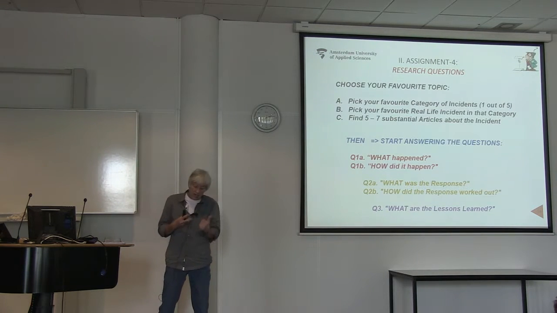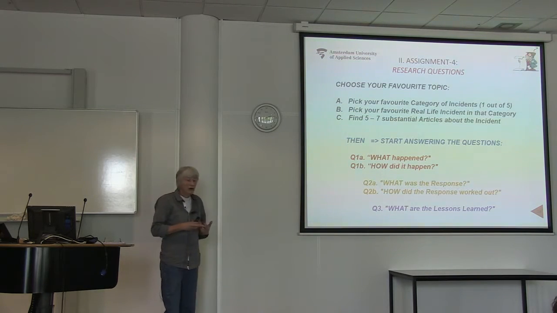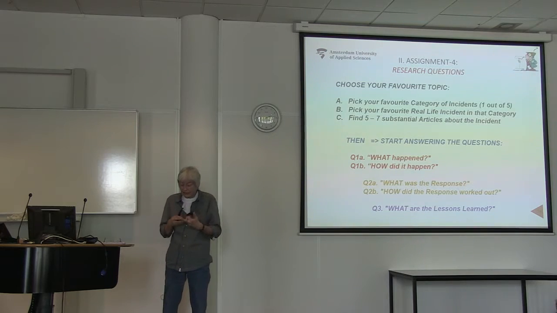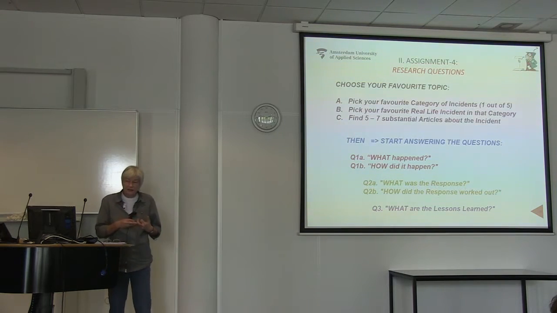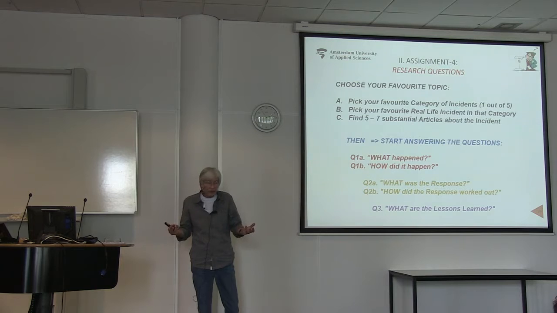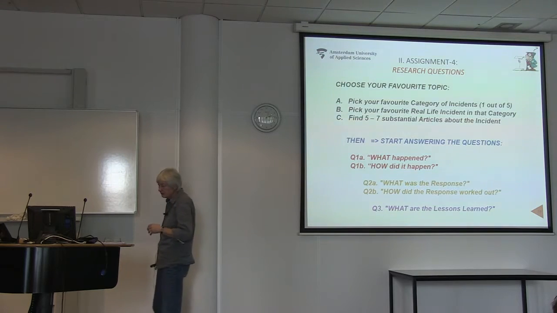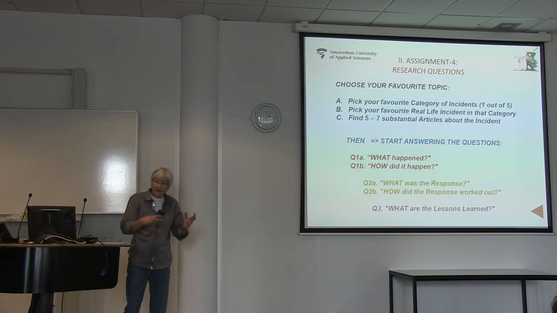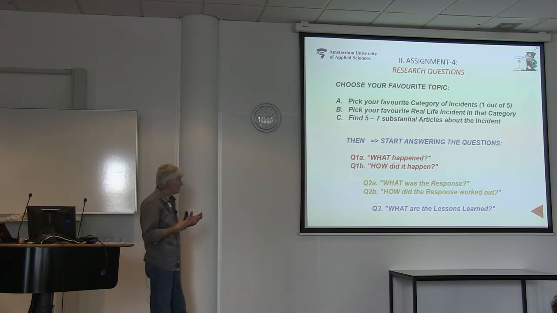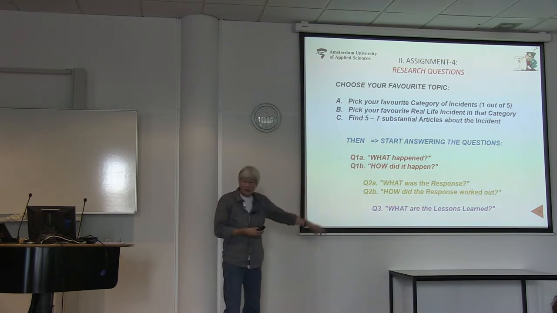So if you have a natural harm, a flood, this event in the 1990s, you're going to look for, searching and finding, five, six, or seven substantial articles about the incident. So it must be published at least in a paper, and substantial is not this length of article, it should be a few columns per article, so substantial. And then you are going to analyze the collected articles about your chosen incident to be able to answer the questions.